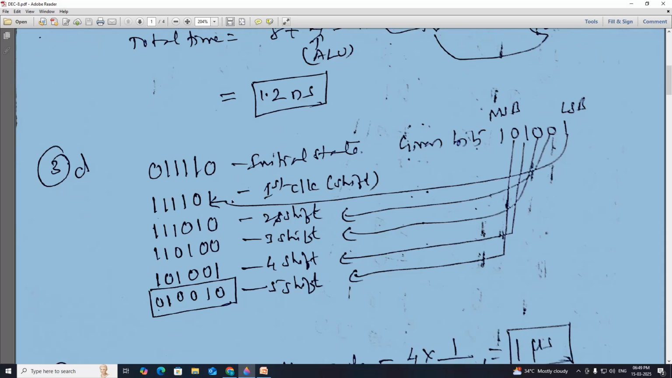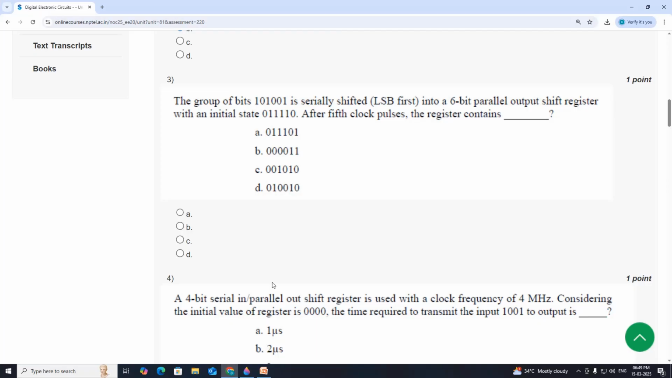After the first clock cycle, this will be there. After the second shift, this is the content. After the third shift, this is the content. Fourth shift, this is the content. After the fifth shift, this is the content. But this 0 will be entered into the flip-flop. So the answer is 010010, D.